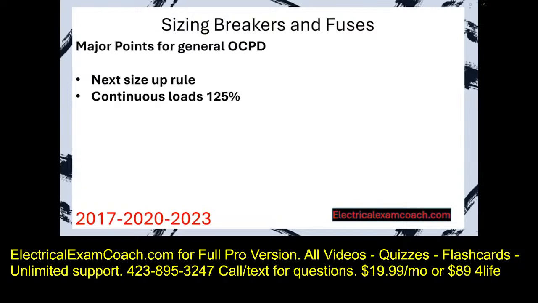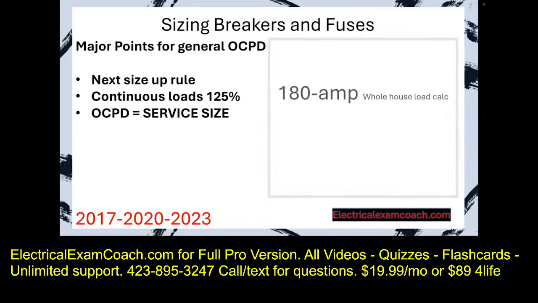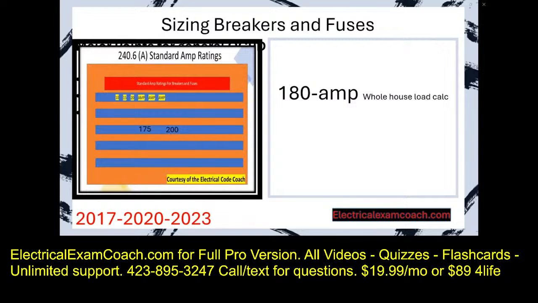Our final major point is going to be that the overcurrent protective device equals the service size. Let me explain what I mean. Let's imagine that we did a whole house load calculation and it equaled 180 amps. Well, now we have to size the main breaker for that house, don't we? For that, we're going to head to table 240.6(A) and choose the next standard size. We put it on a 200 and we're done.